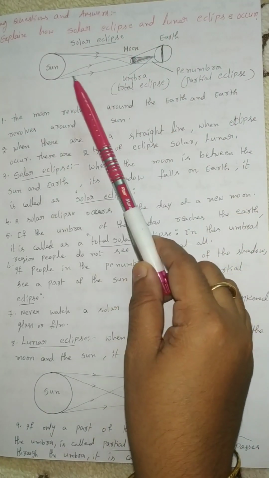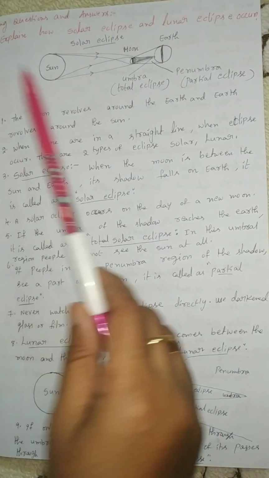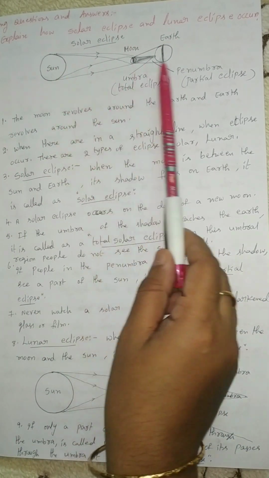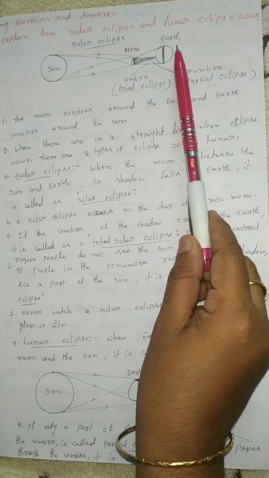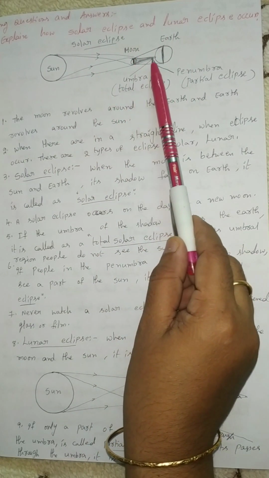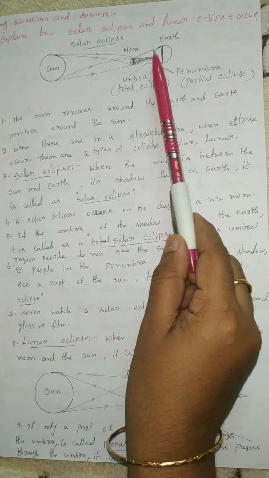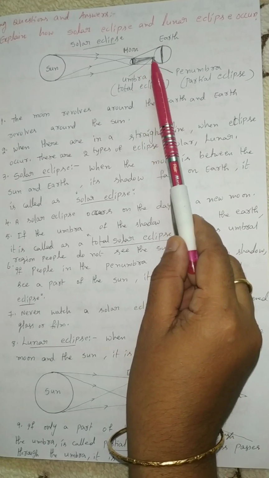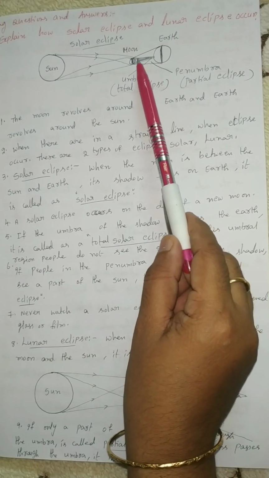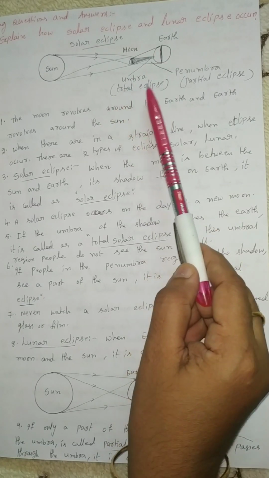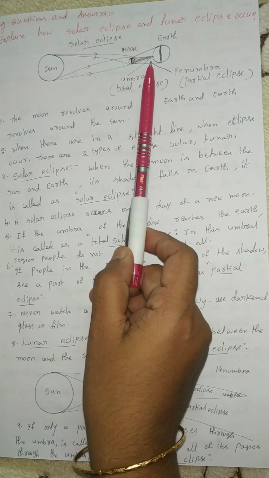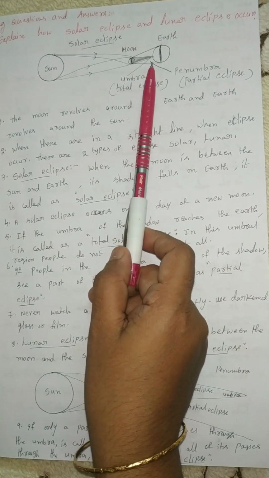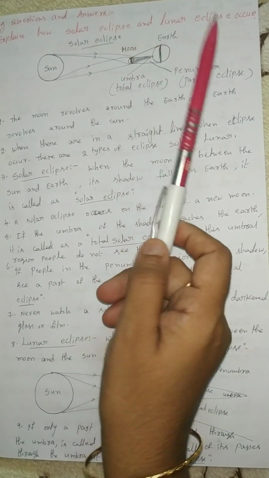First of all, we discuss solar eclipse. We can watch this diagram. This is the sun, moon, earth. So the moon's shadow appears on the earth. This is the umbra region. In the umbra region, total eclipse occurs, and this is the penumbra. In the penumbra region, partial eclipse occurs.